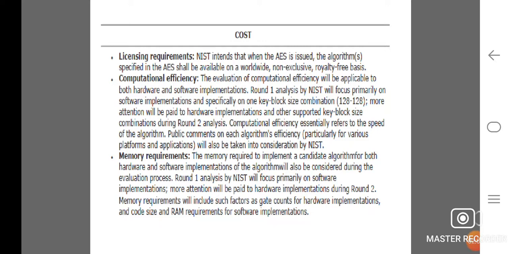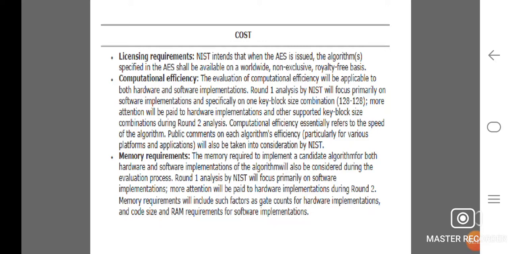Computational efficiency essentially refers to the speed of the algorithm. It depends upon the speed of the algorithm, and public comments on each algorithm's efficiency, particularly for the various platforms and applications that are supported, will also be taken into consideration by NIST.